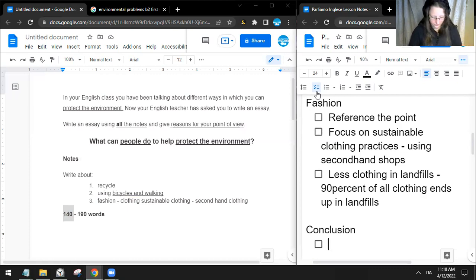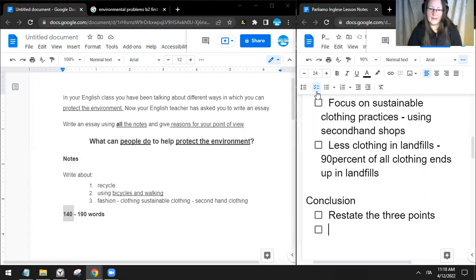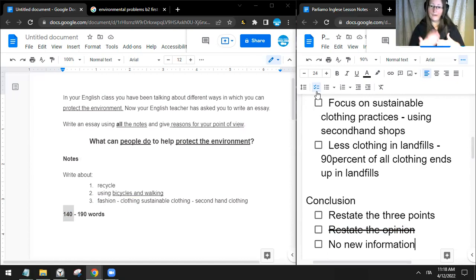So the conclusion is just going to basically restate the three points. And if there's an opinion, restate the opinion, which obviously we're not going to do, but if this was an opinion essay, we would include that in the conclusion. And no new information. Some people feel like they can put additional information in the conclusion, but that tends to create confusing essays. It's really confusing.